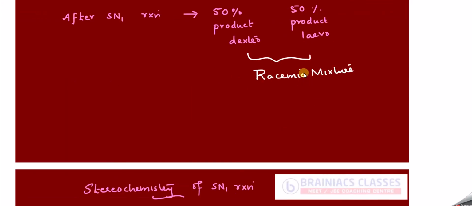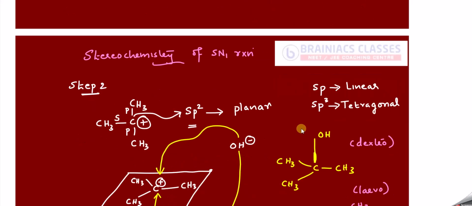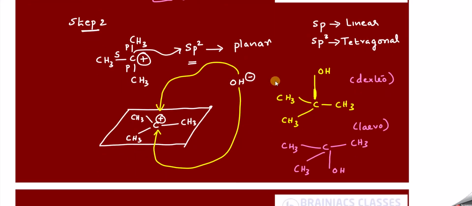So now I can say a simple conclusion: SN1 reaction of optically active compounds results in what? The answer is racemic mixture. Is this understandable for everyone? Hello? Okay, I hope the stereochemistry is clear for you.